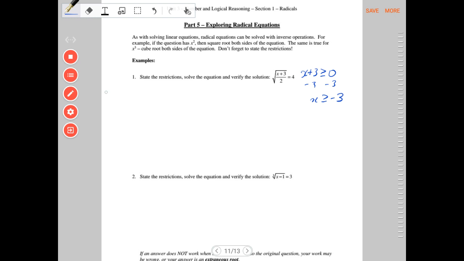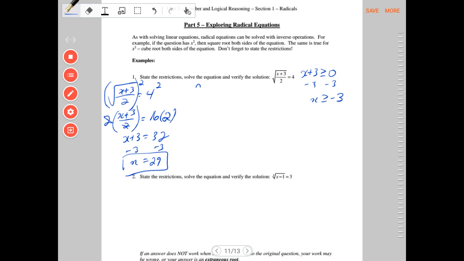Now let's solve. The square root of (x plus 3) over 2 equals 4. To get rid of a square root, the opposite is to square. But remember, whatever I do to one side, I have to do to the other, so I'm going to square both sides. That gets rid of the root sign, so (x plus 3) over 2 equals 4 times 4, which is 16. Now we can start to get x by itself. I'm going to get rid of the divide by 2 by multiplying both sides by 2. The 2's cancel, and we're left with x plus 3 equals 16 times 2, which is 32. Then we subtract 3 from both sides, so x equals 29.